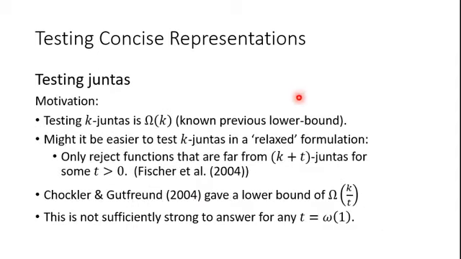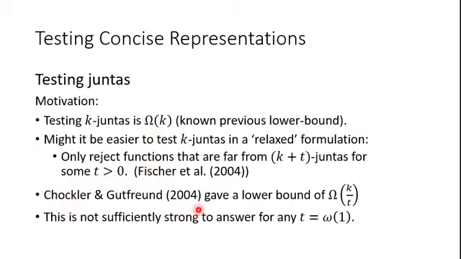Okay, so now we will be talking about testing k-hunters. So just to give motivation for the next few slides. We know that testing k-hunters is Omega of k. This is a known previous lower bound. And Fischer et al. in 2004 asked whether it might be easier to test k-hunters in a relaxed formulation. Specifically, they asked maybe it will be cheaper if we only reject functions that are far from k plus t hunters for some t larger than 0. Will it be cheaper than Omega of k?